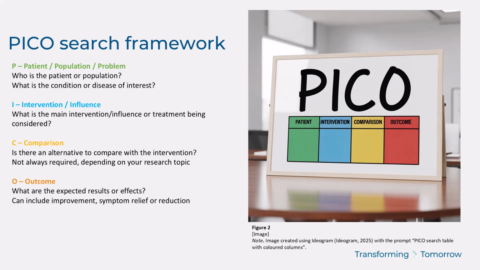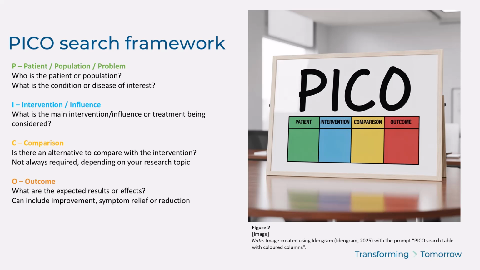The PICO Search model is the main search framework used to assess the success of interventions and therapies used for various clinical scenarios. However, there are other frameworks available that can support you with other kinds of research questions, including qualitative ones. In this clip, we are focusing on PICO to help you unpack a research question.